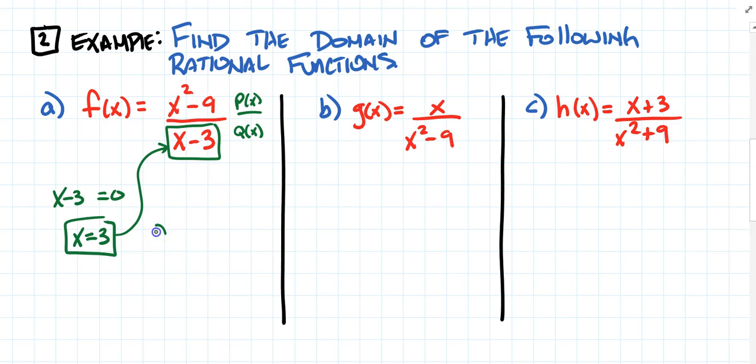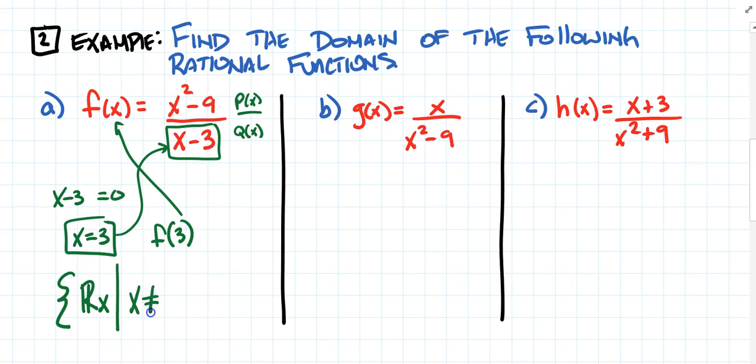What I mean by this is that I'm not allowed to evaluate f of 3 for x right here because it's not in the domain. So the way that we represent the domain is using set notation, and we're going to say that the domain is all real numbers x such that x is not equal to the number 3. So this is the answer, and this is how we're going to represent our answer. We're going to use set notation for this section.